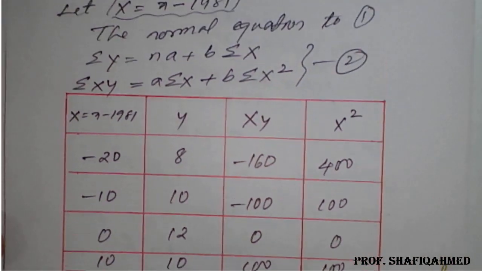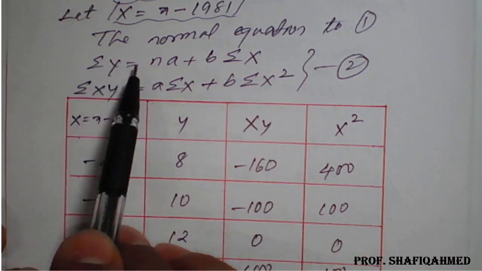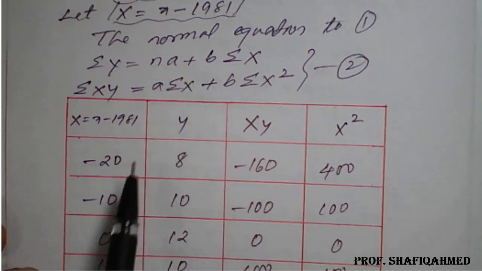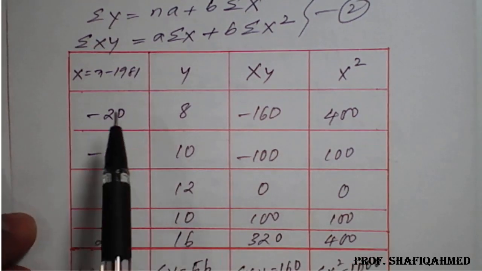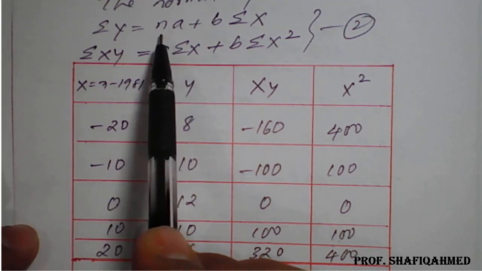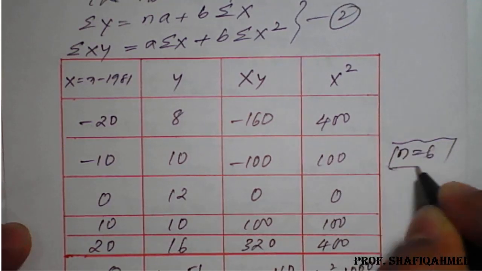So these values we need to apply in our equation number 2. Equation number 2 is summation y is equal to na plus b summation x. Here n is the number of values, so count the data. How many data do we have? 1, 2, 3, 4, 5, 6. So n will be what here? If I want, I will write here n is equal to 6.